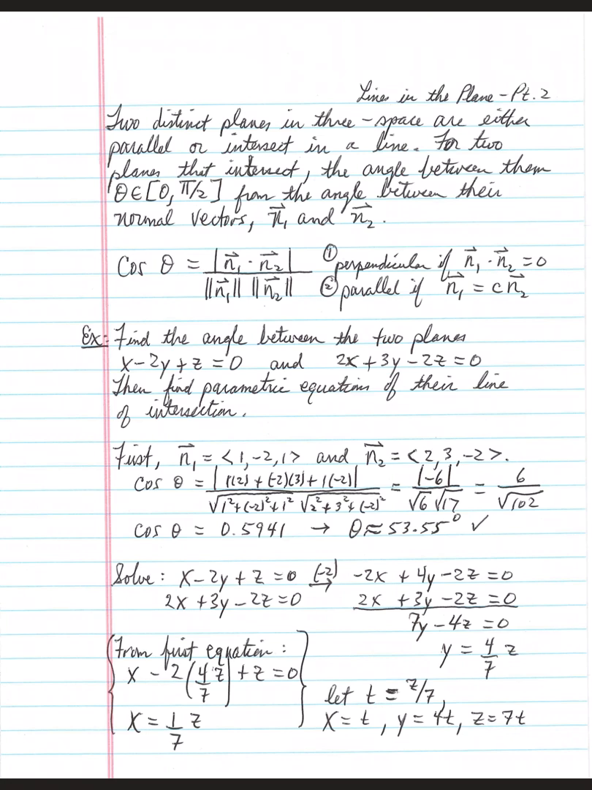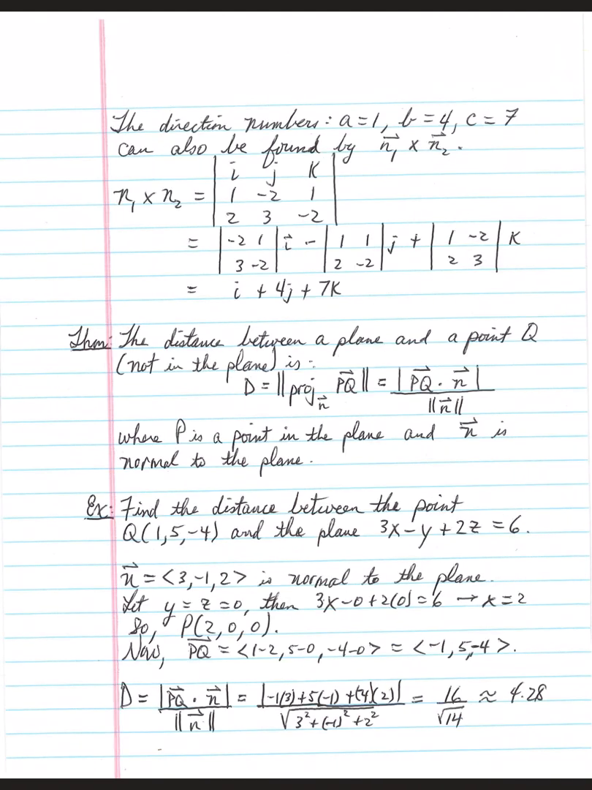And when you solve for z, z is going to be 7t. Multiply both sides by 7. The direction numbers a, b, and c can also be found by using the cross product of your normal vectors.